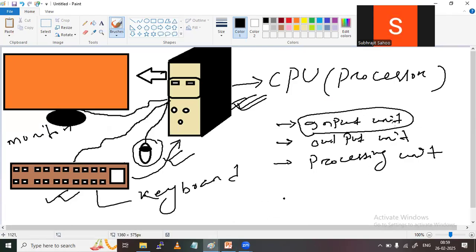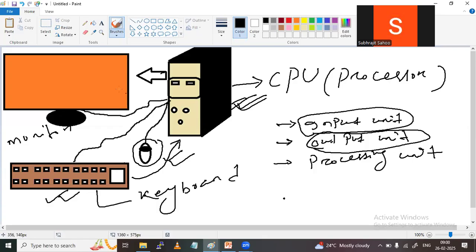And what is the definition? These are the devices through which we are giving some request to process. We can write the definition also, right? Or if you want other definitions, you can search in the internet browser. Beautiful definitions will come, right? Anyway, now coming to the output unit.